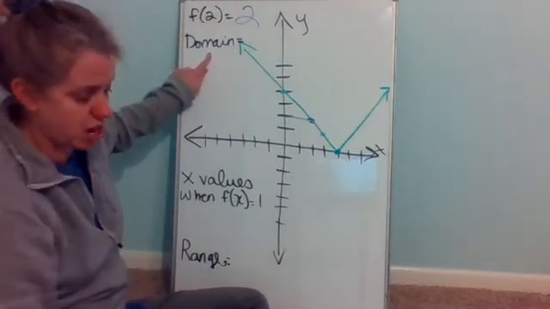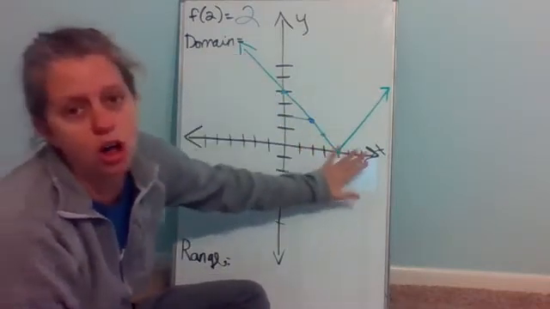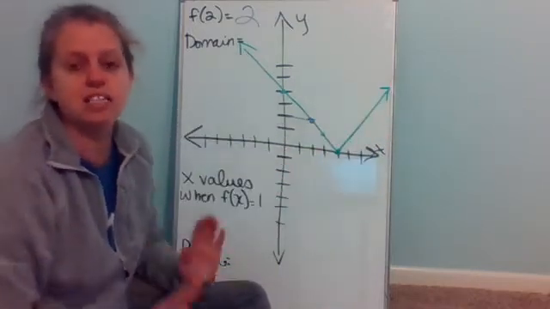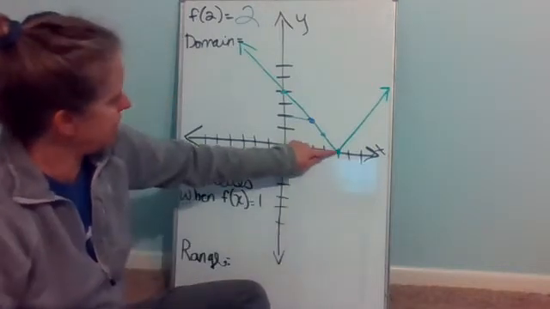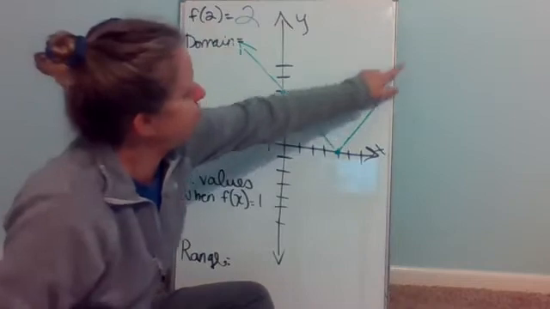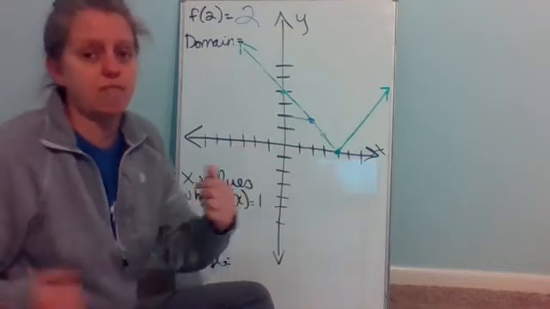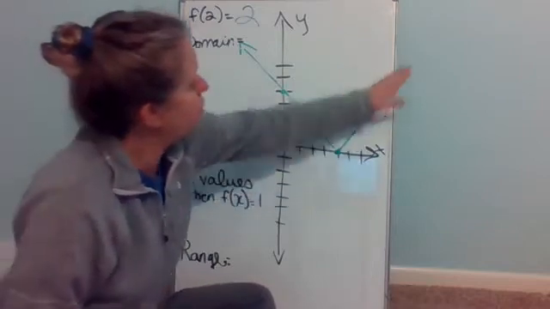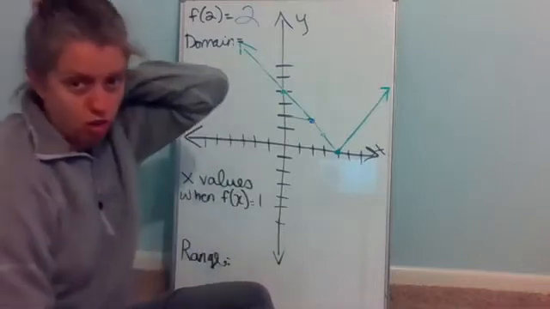The second part of this wants to know what is the domain. Okay, the domain is what are all the X values that are represented by this graph, which means how far left and how far right does this graph go? So when I'm looking at it, starting from this point, it goes forever to the left and up this way, and forever to the right and up that way. So if you say forever left and forever right in that statement, that's going to mean that your domain is all real numbers.